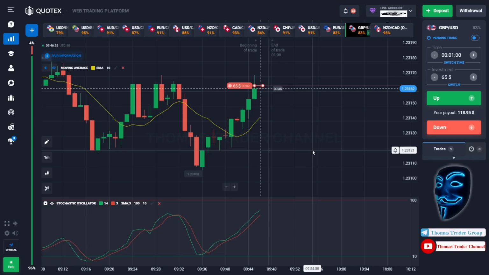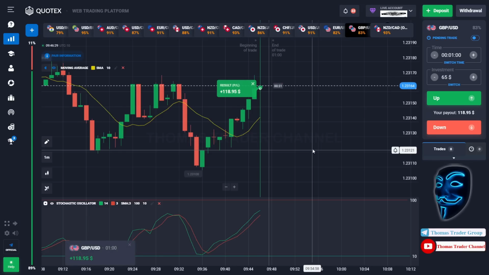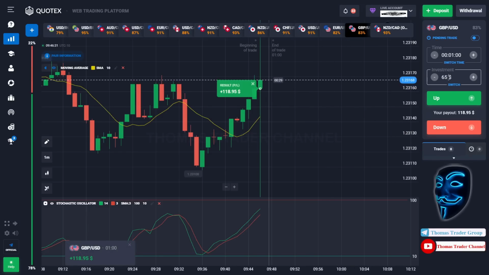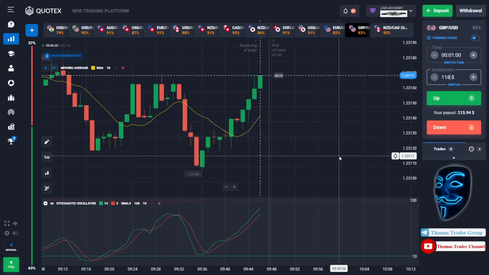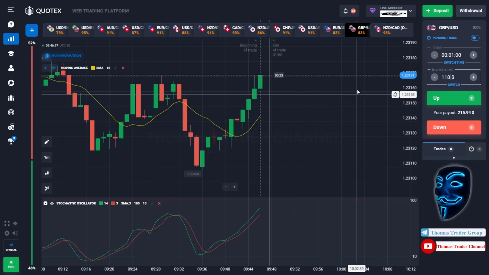We made a right prediction over here. We made a profit of $118. Let's change our investment into $118. And over here we still can open sell for 1 minute.